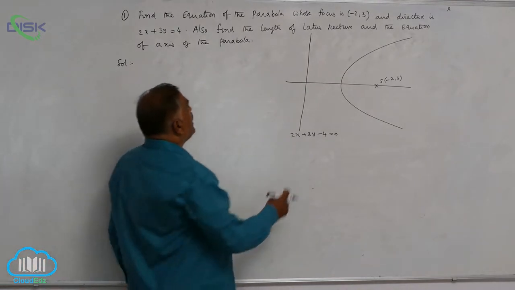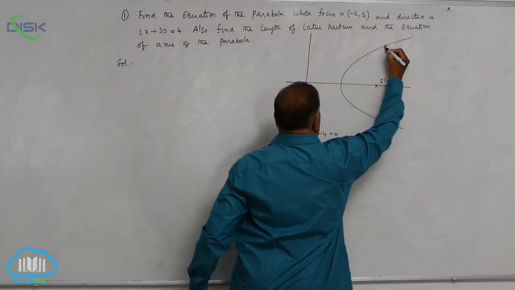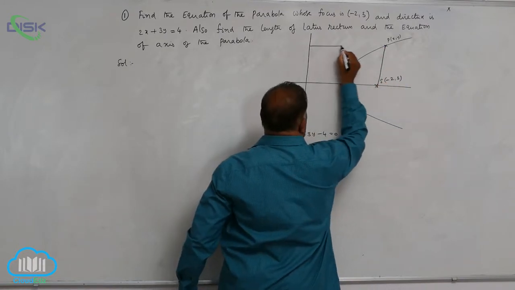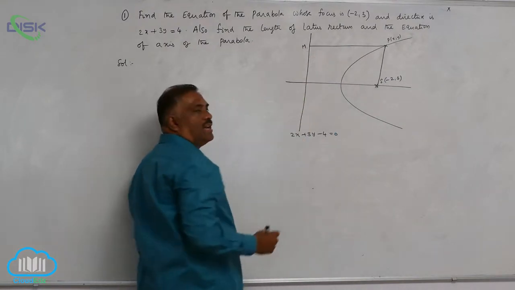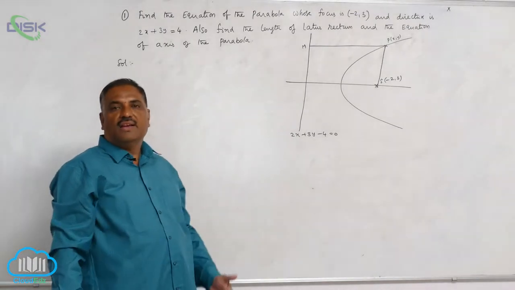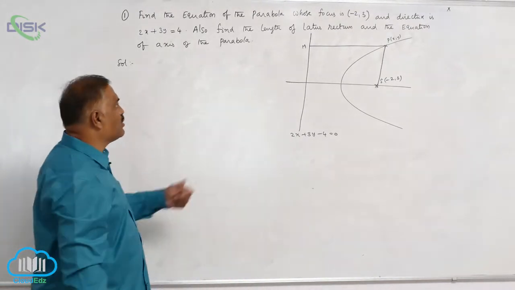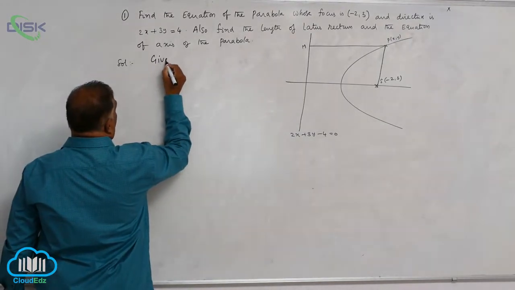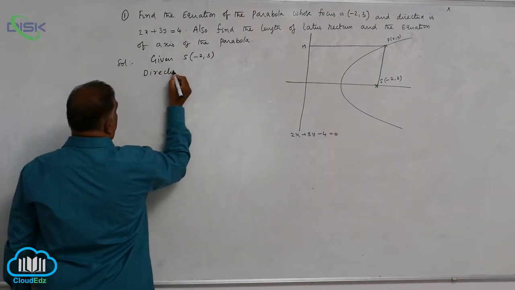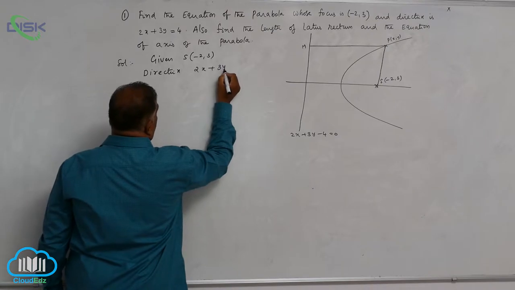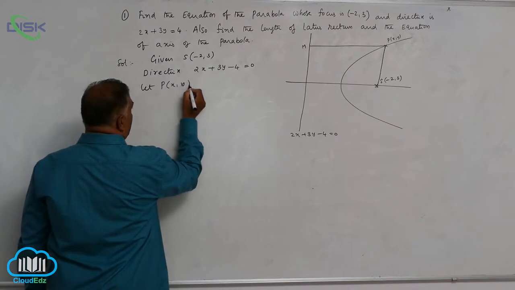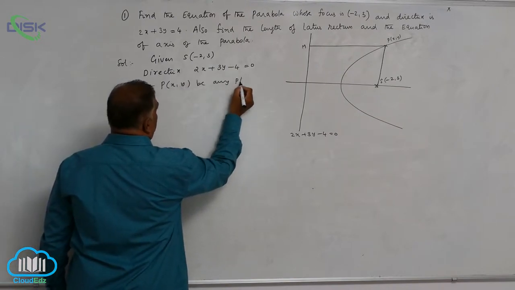Now we are given the focus and directrix, so let us consider a point P(x, y), join these two and drop a perpendicular like this. Now we can use the fundamental definition: SP by PM is equal to 1, or SP is equal to PM. Now let us work out the problem. Given focus is (-2, 3), directrix is 2x + 3y - 4 = 0. Let P(x, y) be any point on the curve.